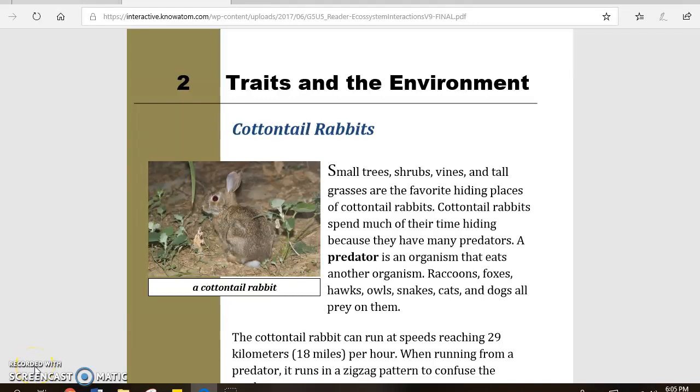Grade 5, Unit 5, Ecosystem Interactions. Section 2, Traits in the Environment.